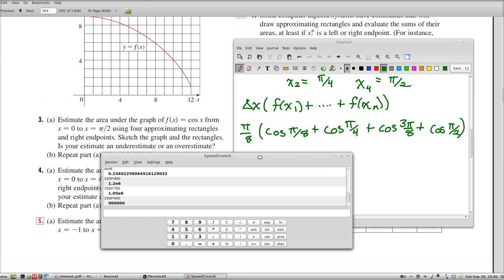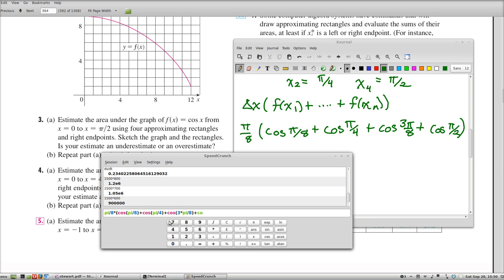So here we want to do pi over 8 times cosine pi over 8 plus cosine pi over 4 plus cosine 3 times pi over 8. Maybe I should have just done this in the calculator in the first place.